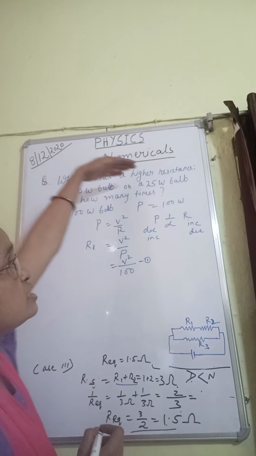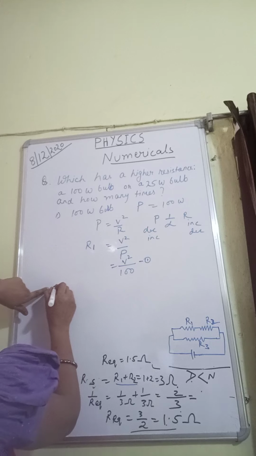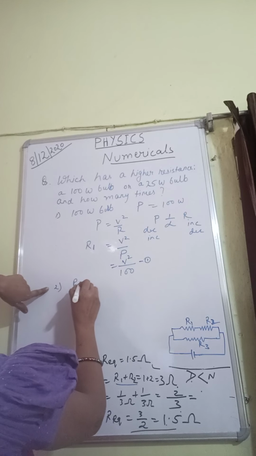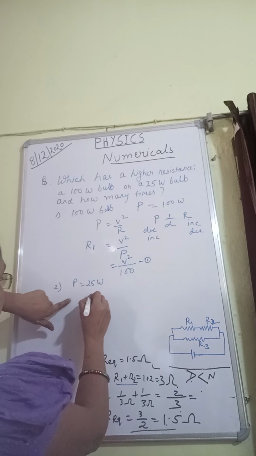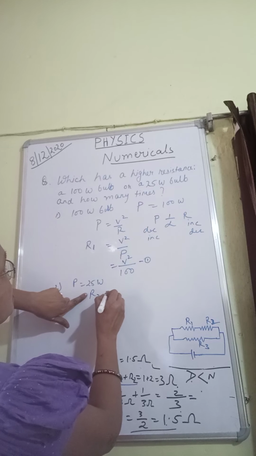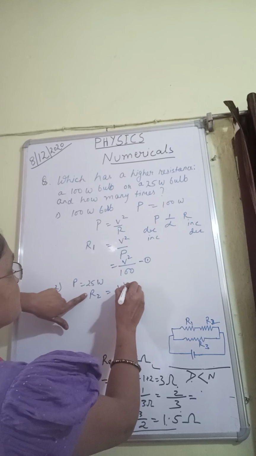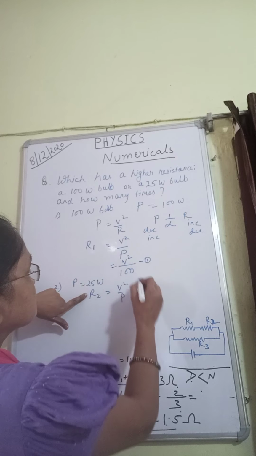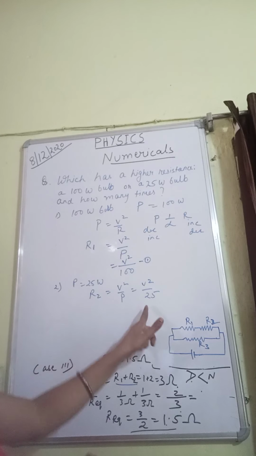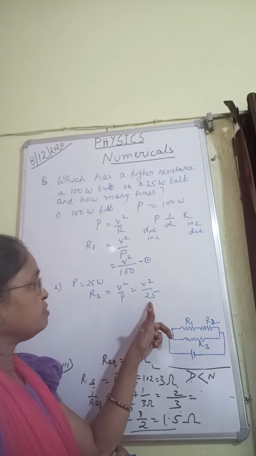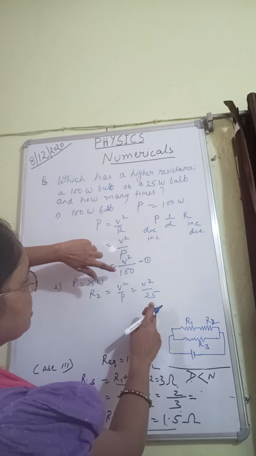For the second case, the 25 watt bulb, I am directly writing P is equal to 25 watt. So I am writing R2, directly from this formula V square by P, that means V square by 25. So see here, 25 is less in comparison to 100 watt.